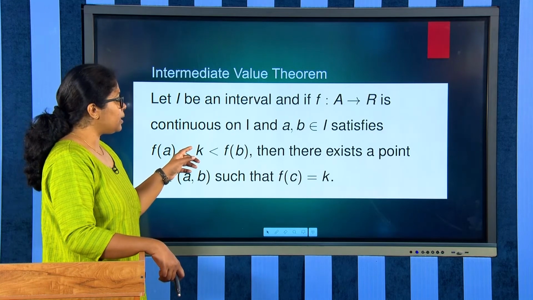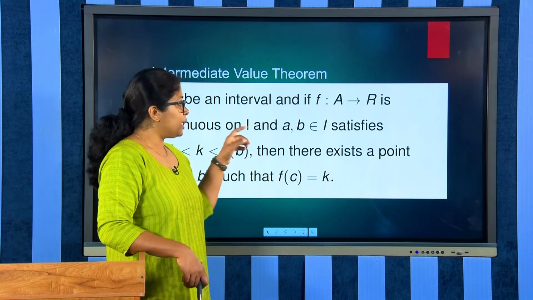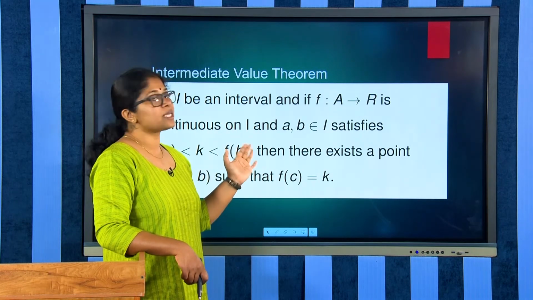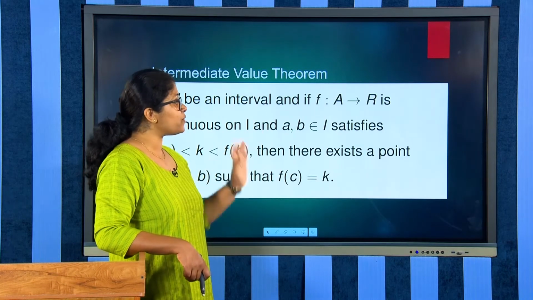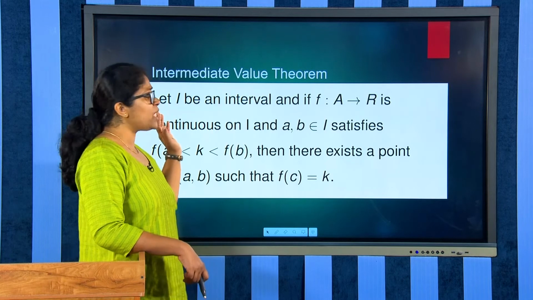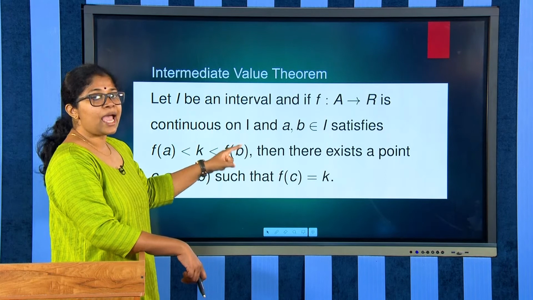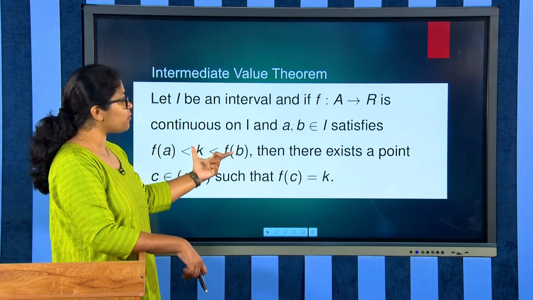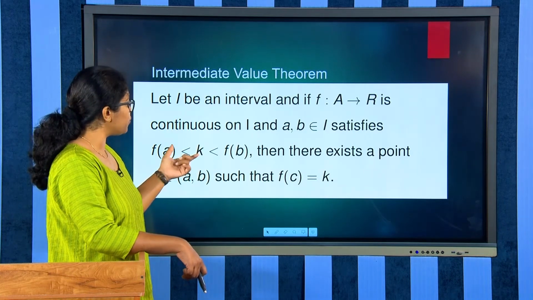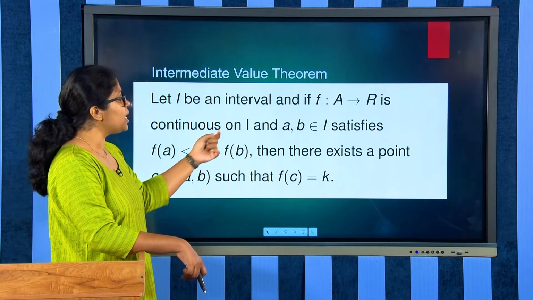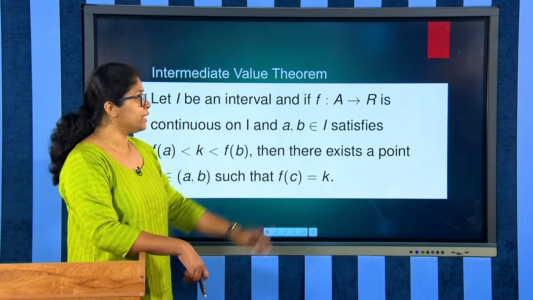The location of roots theorem was about the position of the root. Here the intermediate value theorem is a generalization of that, which says that if the function f is continuous, then it will sweep every value between f of a and f of b, and every value between f of a and f of b definitely has a pre-image. So, for any value k between f of a and f of b, there exists a point c such that f of c is equal to k.